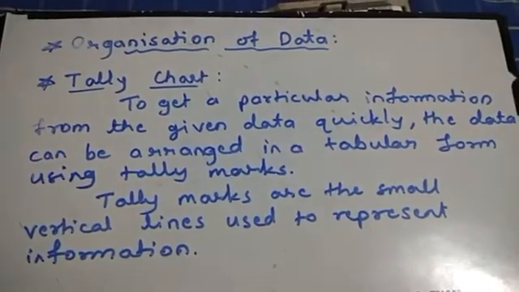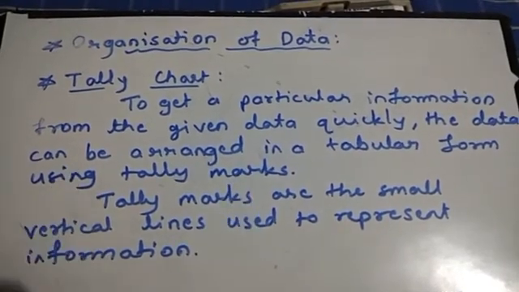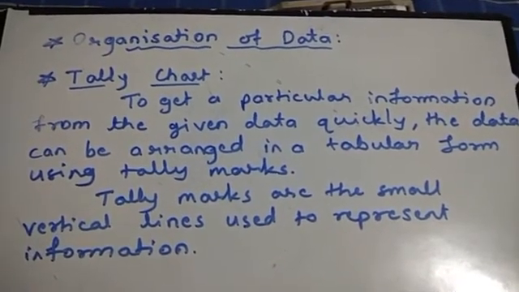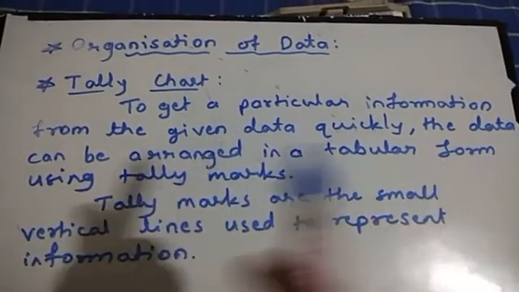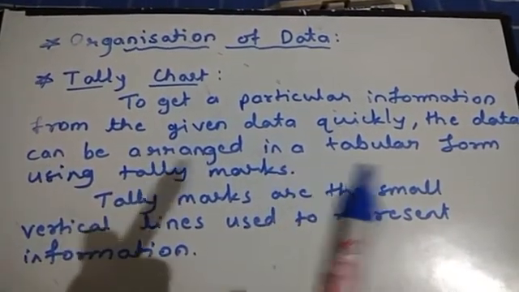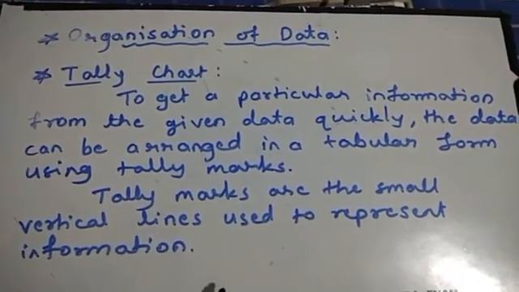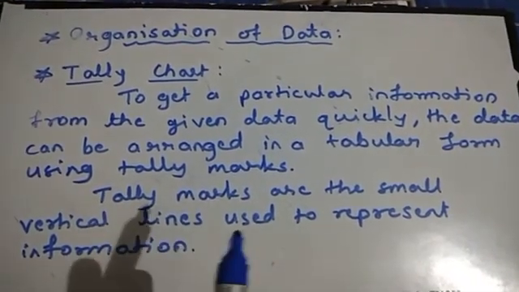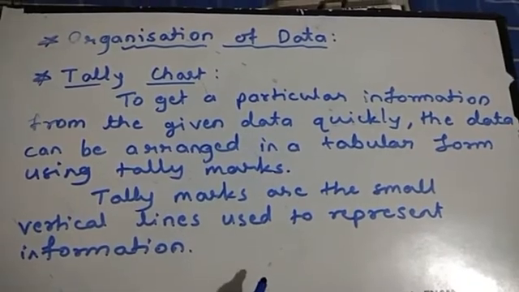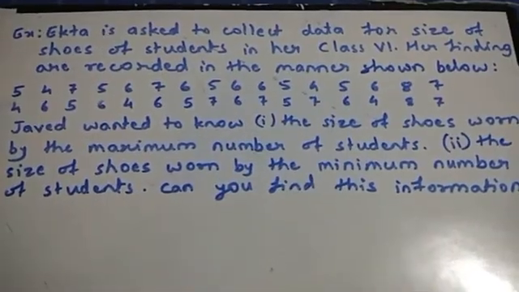Now the next part is organization of data. In that, first we are going to discuss the tally chart. Here, to get particular information from the given data quickly, the data can be arranged in a tabular form using tally marks. Here tally marks means what? Tally marks are the small vertical lines used to represent information. Let's see one example here.